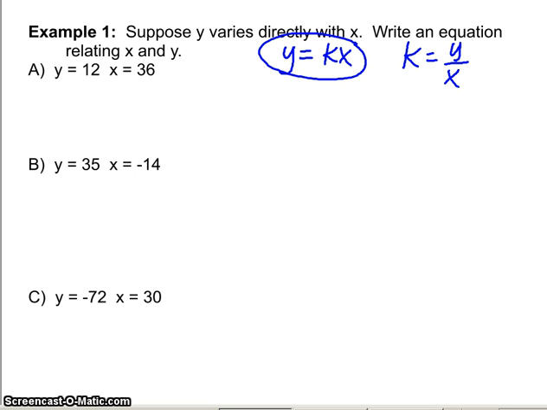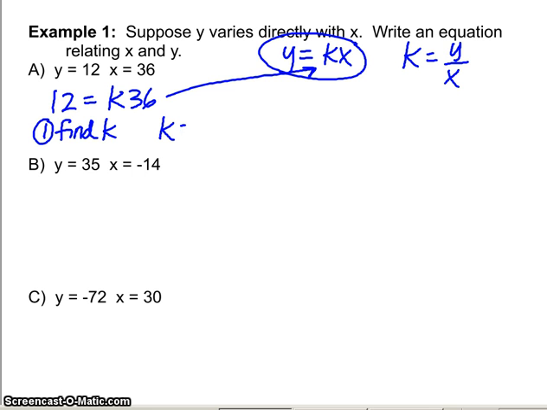Now taking a look at A, we know that y is 12, and we don't know what k is, and we know that x is 36. So what I really want you to do here is let's solve for the k value and then plug the k value back into this equation. So remember, number 1, find your k value.